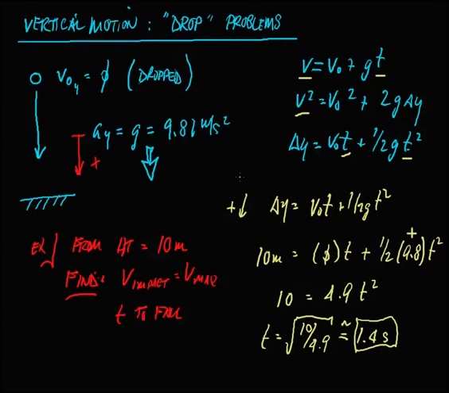Now, to find what V impact is, I'm just going to take that value and put it back into here, multiply it by gravity. The initial velocity is 0, so it's 0 plus 9.8 times 1.4. We're going to get around 14 meters per second. So there's a real quick drop problem.